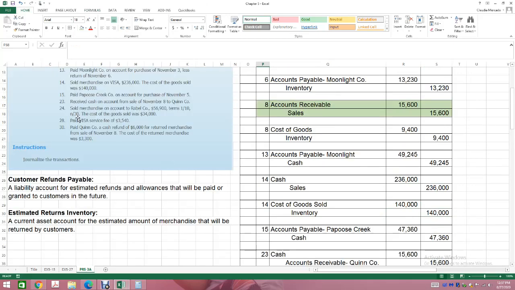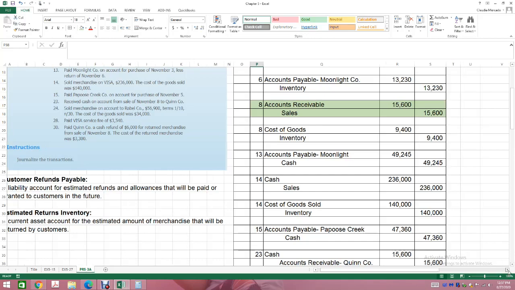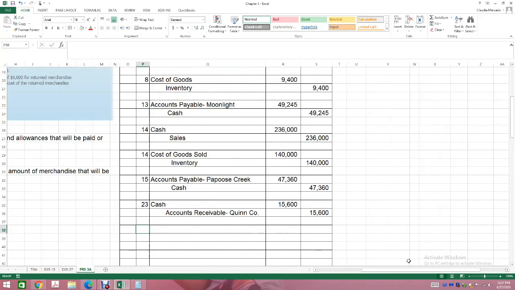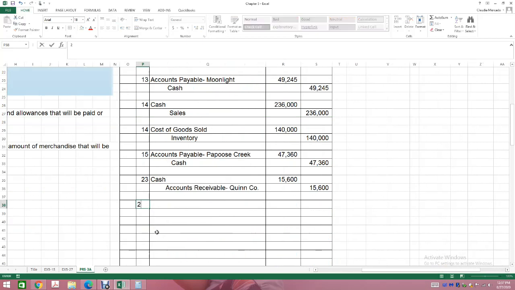On the 24th, you sold merchandise on account to Rabble Company, $56,900, terms 1/10, net 30. The cost of goods sold was $34,000. So, we sold merchandise of $56,900 and we offered a discount of 1/10, net 30. This is happening on the 24th. Okay, so we made a sale. We sold some goods on account. So we're going to get paid at a later point in time.